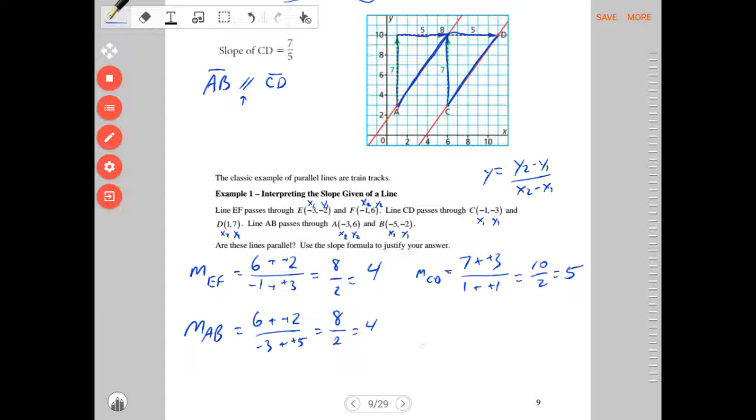So that means that the slope of EF equals the slope of AB. So that means that EF is parallel to AB. They're not anything to CD, so we don't have to worry about that. But EF is parallel to AB. If we really want to be technical, we can put lines on top to show line EF, but you get the idea.